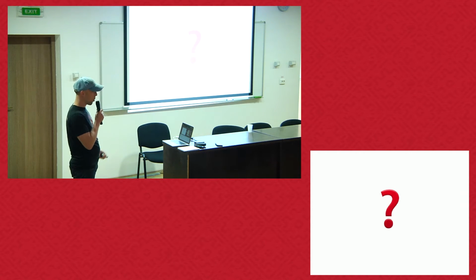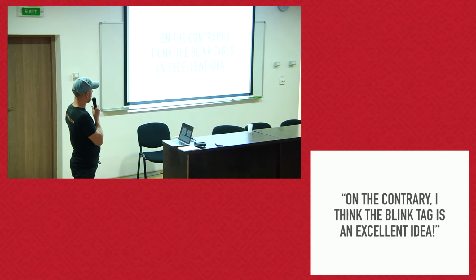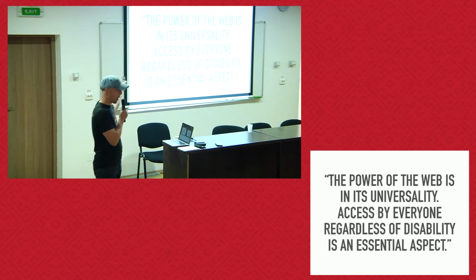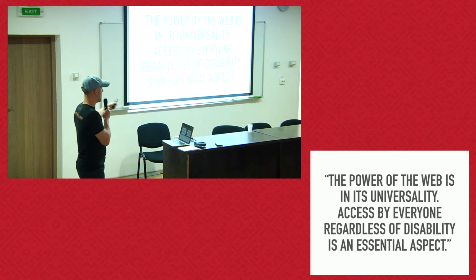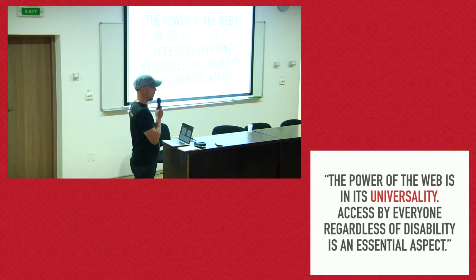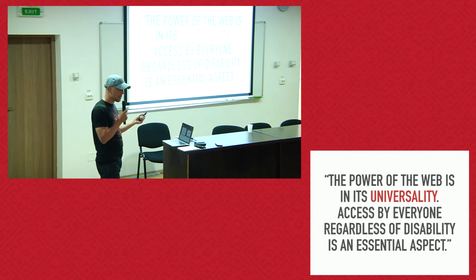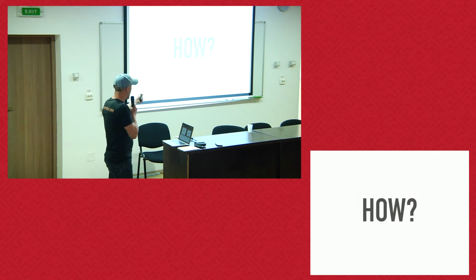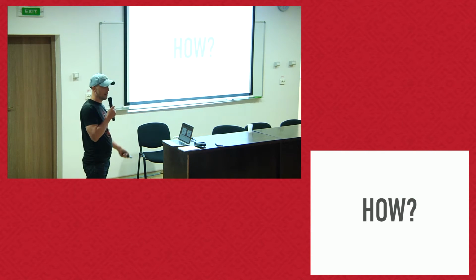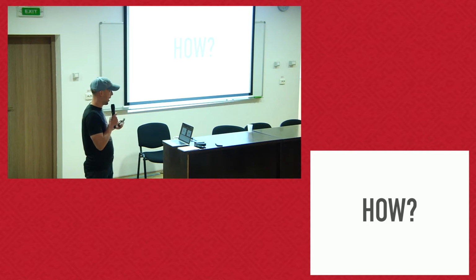So I'll quote some web developer on that, who said, he didn't say that. He said this. He says the power of the web is in its universality. Access by everybody, regardless of disability, is an essential aspect. Universality, that is quite important. The web was built for everybody, to be used by everybody, to be built by everybody. That's great. So how do we do that? How do we make sure that it is universally accessible?